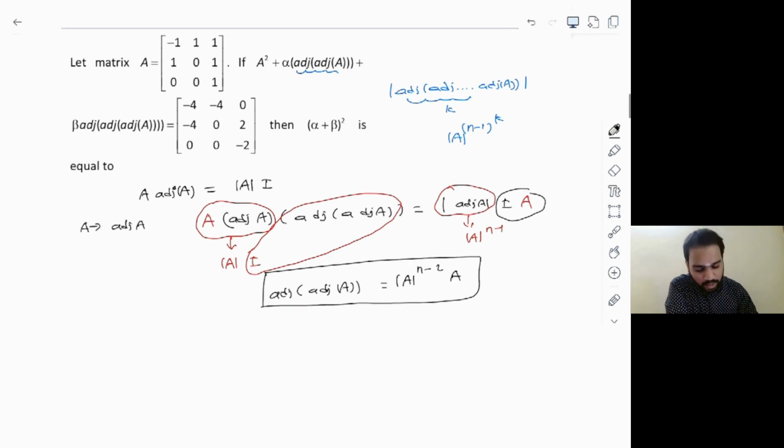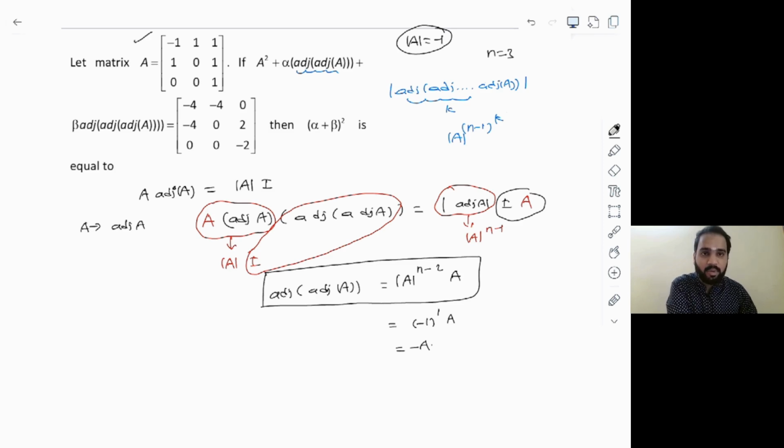And in this question, if you calculate the determinant of A, you will be getting it as -1. I'm leaving the calculation part to you. Det A is equal to -1, and here n is equal to 3 because it is a 3 by 3 matrix. So directly you have -1 whole to the power of 3 minus 2, which is 1. So finally what we get is adjoint of adjoint A is equal to -A. Okay, because already A is given to you.